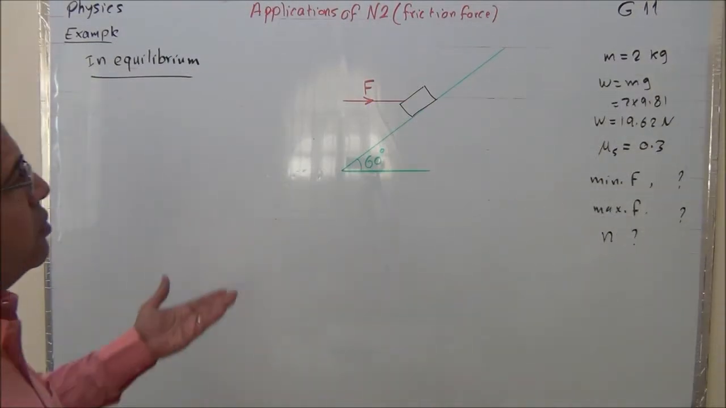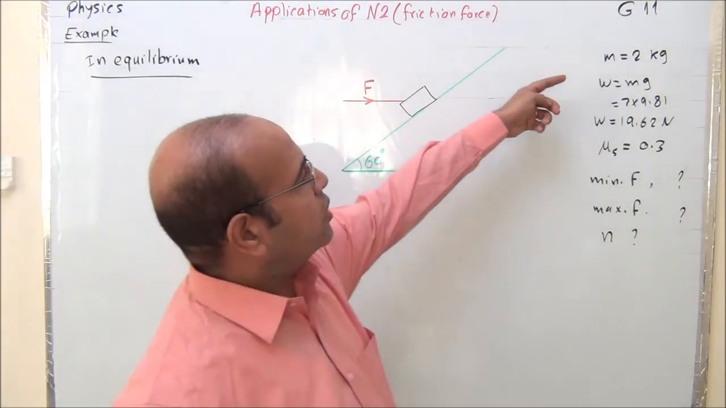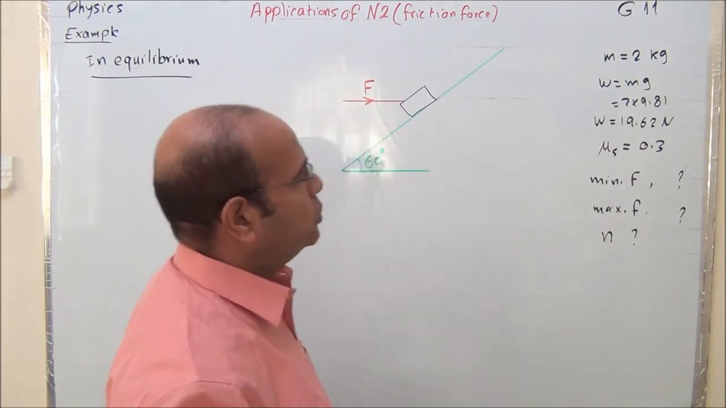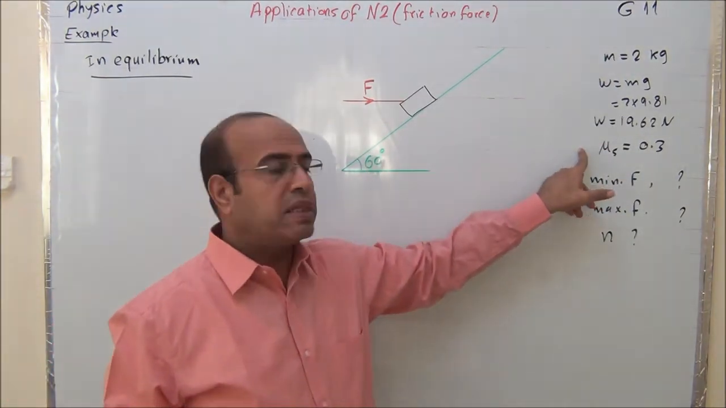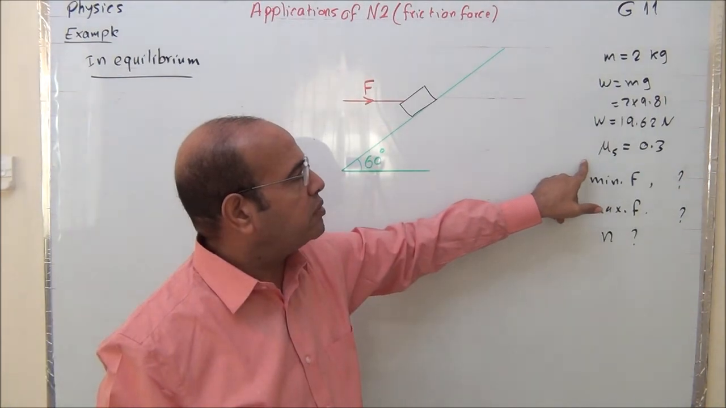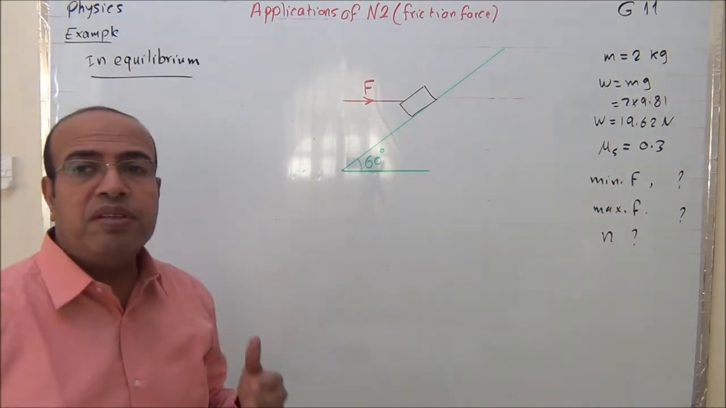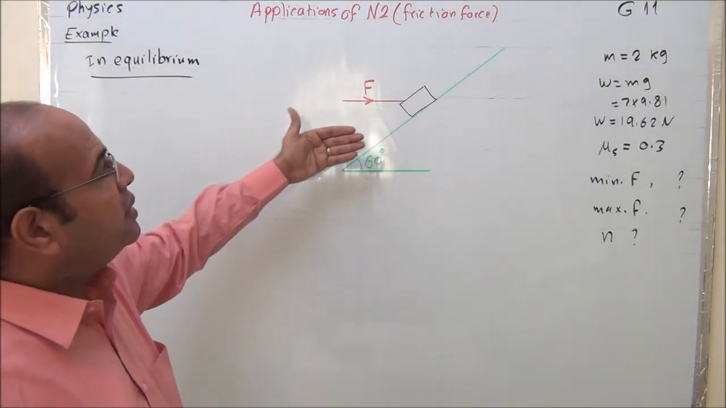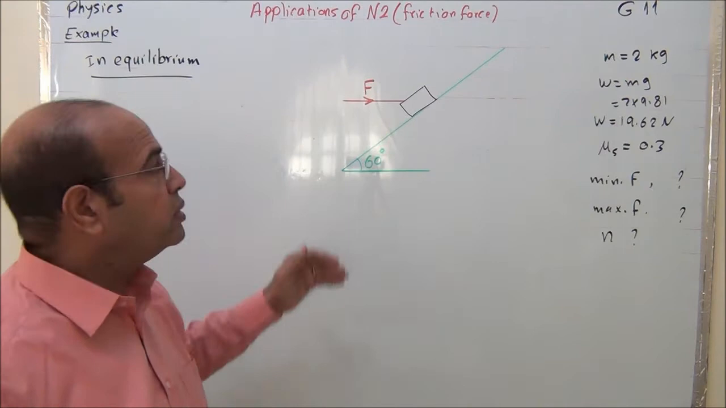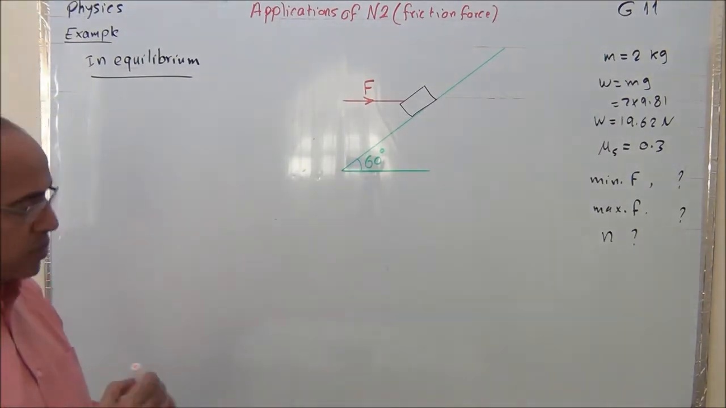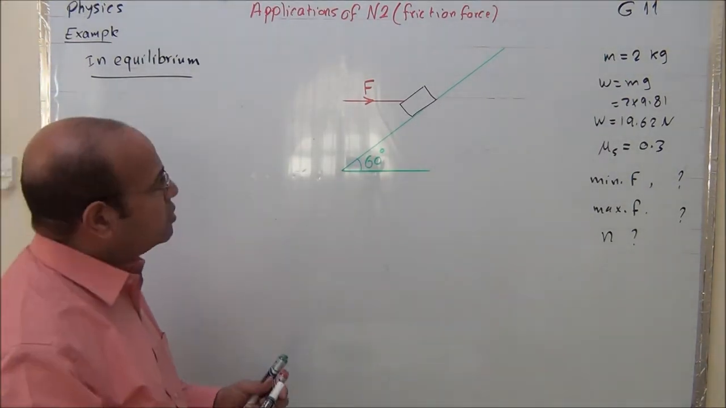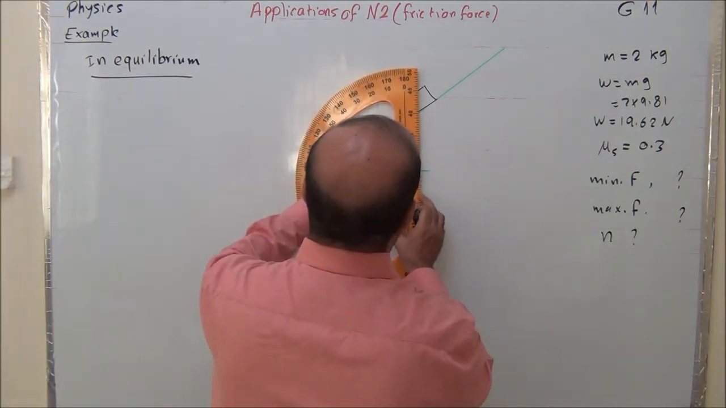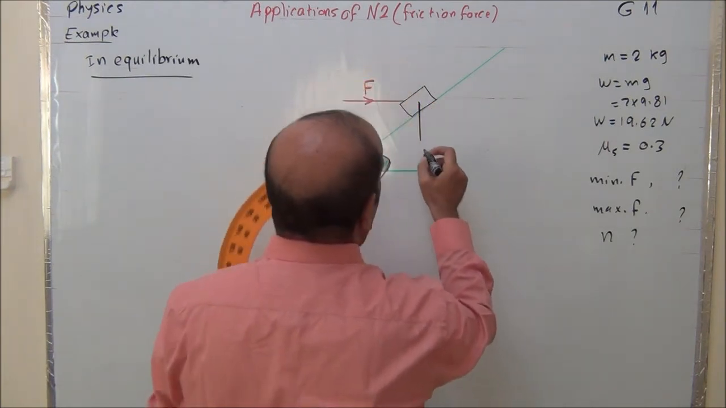In this example, we have a given, the mass equals 2 kilogram. So the weight equals mg equals 19.62 Newton. Mu s, the static coefficient of friction, 0.3. We need the minimum force to prevent the object from sliding down. Now, what are the forces acting on this object? First, we have the weight. It's acted downwards. So this is the weight.